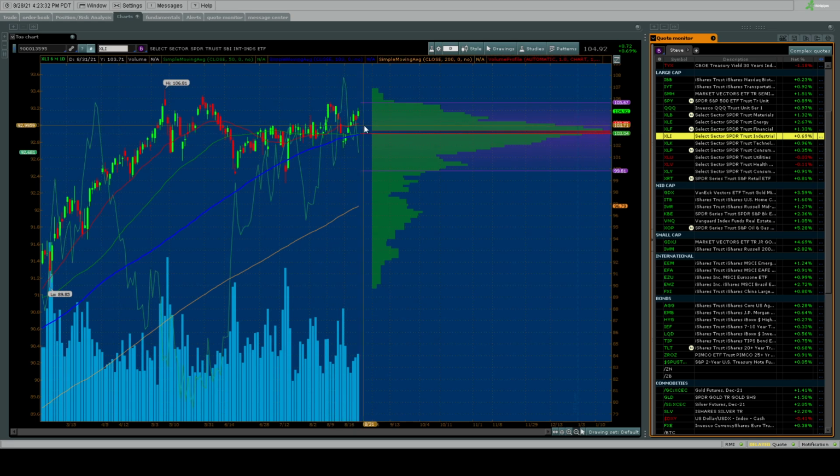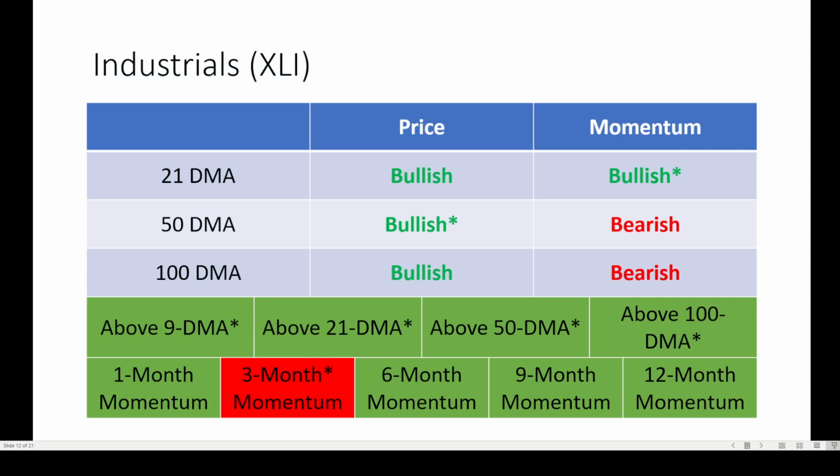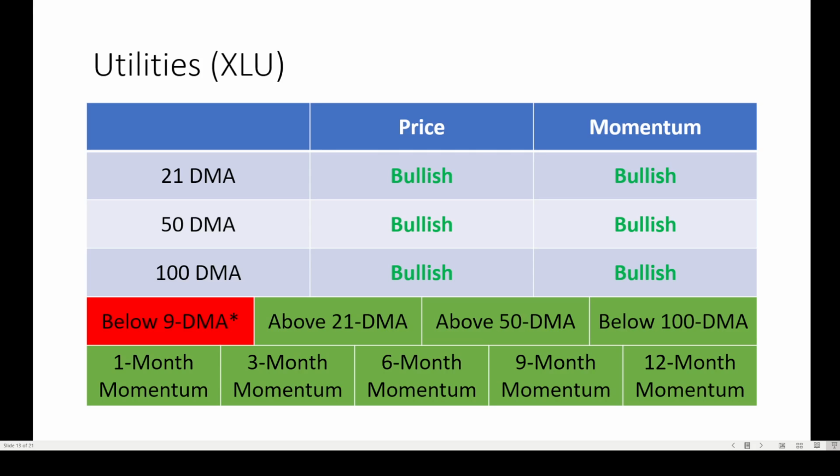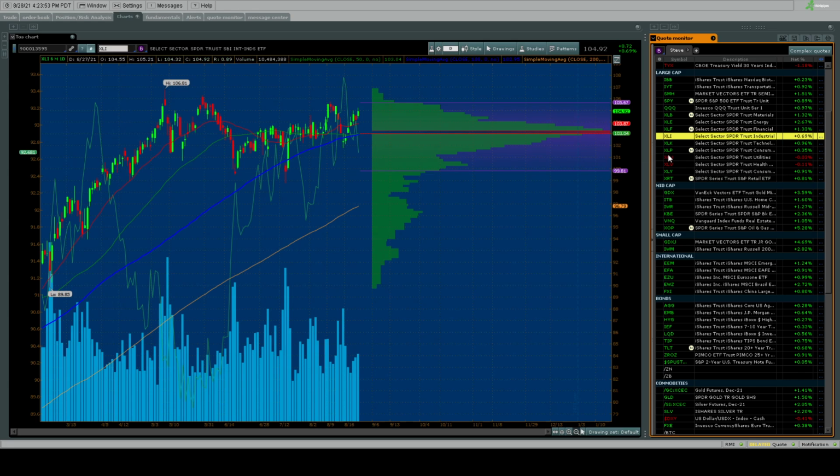And where we see, yep, you could look at the volume profile line. What does that tell you? Buying, buying, buying, buying. Where is the path higher? Yes, that is the direction for XLI, it should be higher. Let's go on into the utility sector. Bullish still across the board, only flipping bearish under the 9-day moving average, which isn't a big deal.